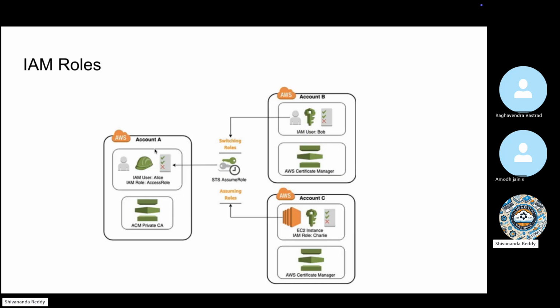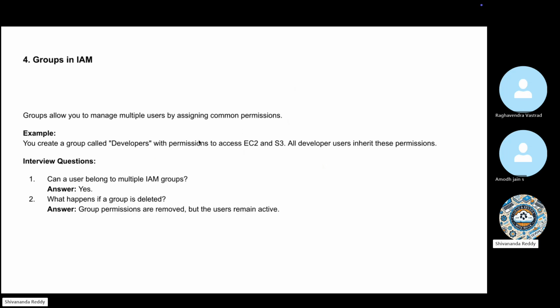Look at the diagram, guys: account A, account B, account C. Three accounts are there. In account A, the user is Alice; in account B, Bob; and in account C, Charlie. Three different users are there, and now they want to interact with each other. The users from account B and account C want to log into account A and access things. In such a use case also, we use IAM roles. When one account wants to interact with another account, there also we use roles.